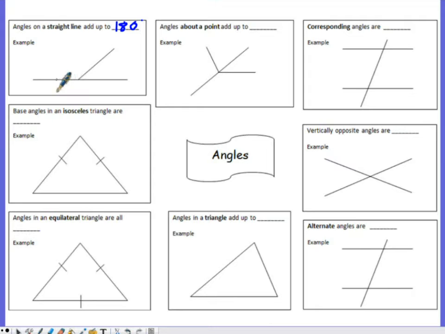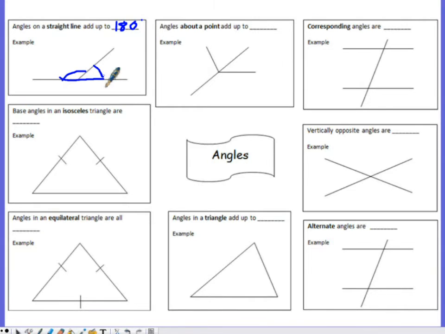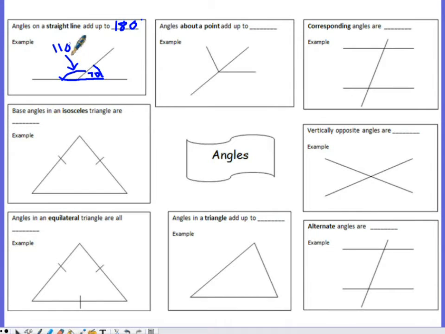What that means is this: because this is a straight line, when you split it up, the two parts, or three or four, depending on how many parts you split it up into, have to add up to 180. So if this was 70, this bit here would be 110, because they'd have to add up to 180.